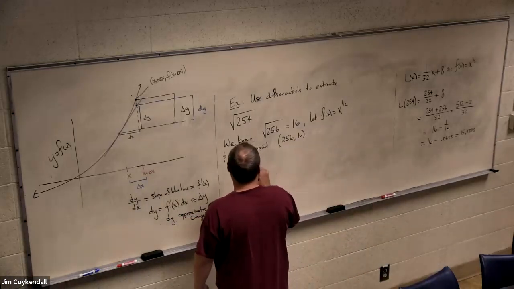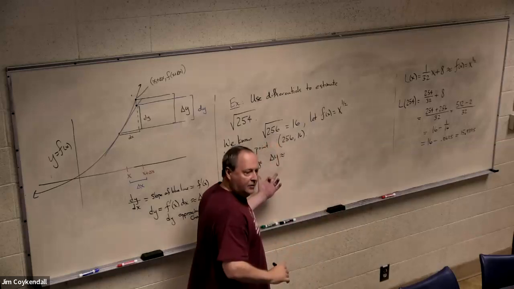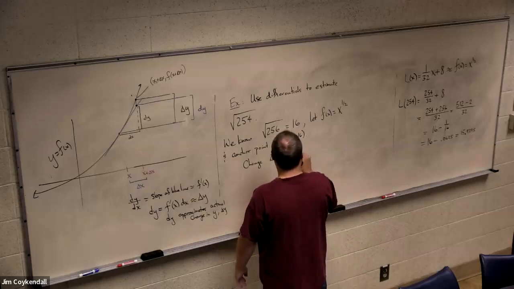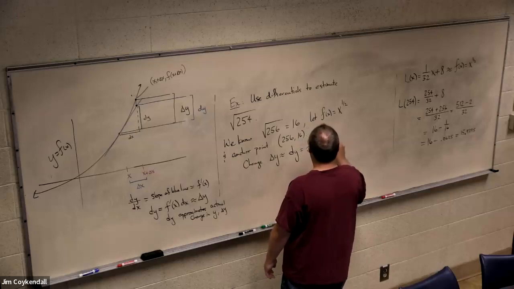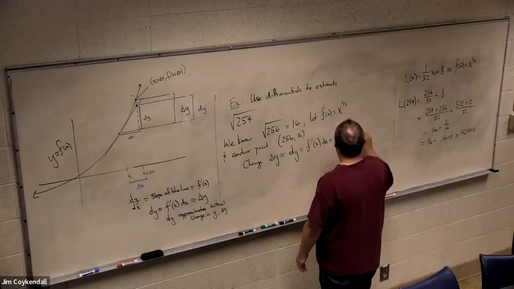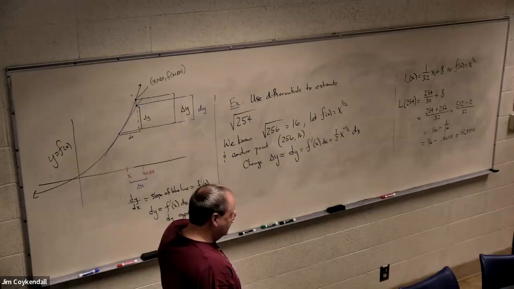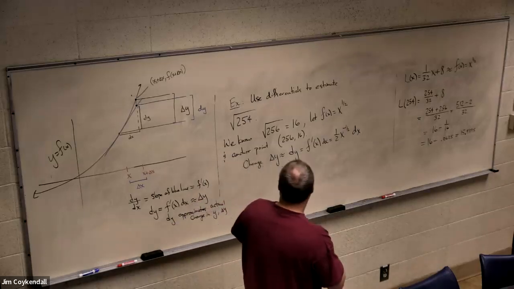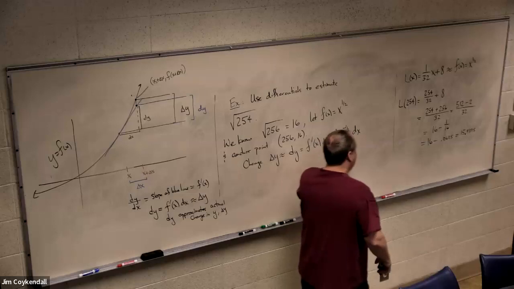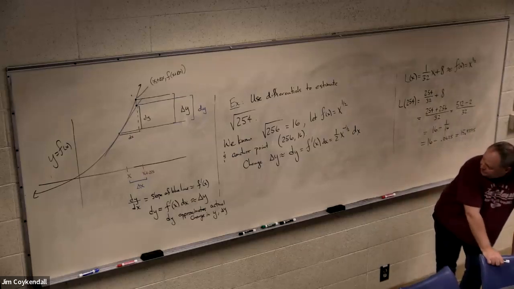So, I'm going to assume that the change in the function from 256 to 16 is calculated by dy, which is the derivative f prime of x, which is 1/2 x minus 1/2, dx. Now, I'm approximating the change in my y-coordinate by this thing, 1/2 x minus 1/2. I'm going to need the value for x, the value for dx.